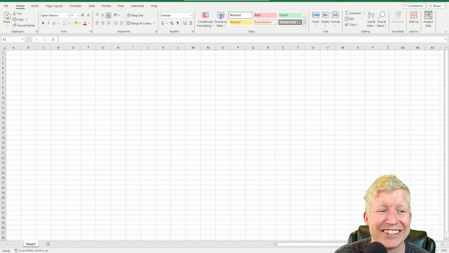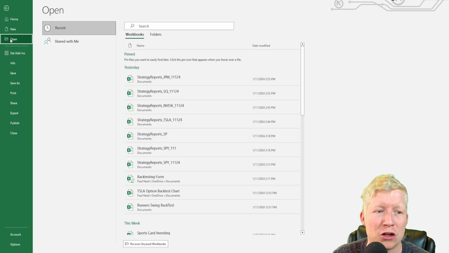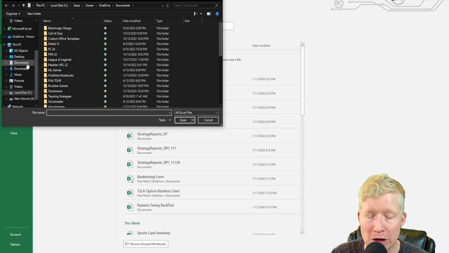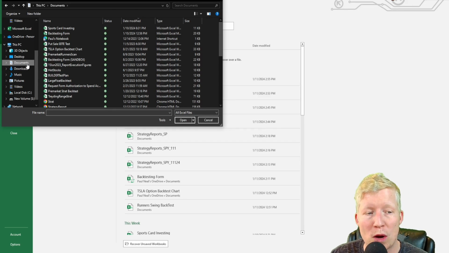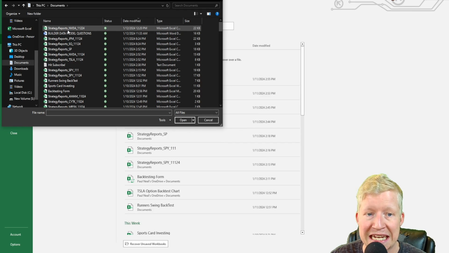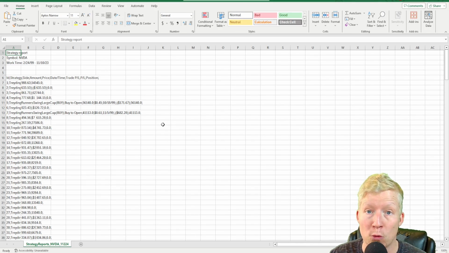We are in Excel now, and I'm going to go to File, Open. Where ThinkorSwim stores that document by default may be different for you, but it should be stored under your normal documents within your computer, and you're going to have to go down and show all files, as it's a CSV file, not an Excel file. So I'm going to open that strategy report that we just exported from ThinkorSwim. Great. Now you have a disgusting CSV data dump in your Excel file.